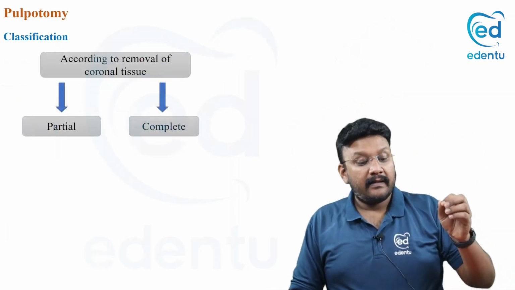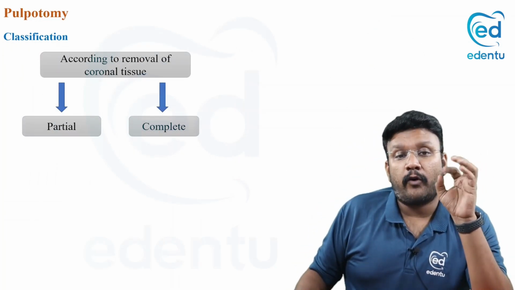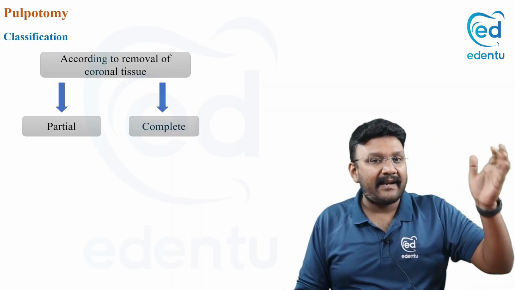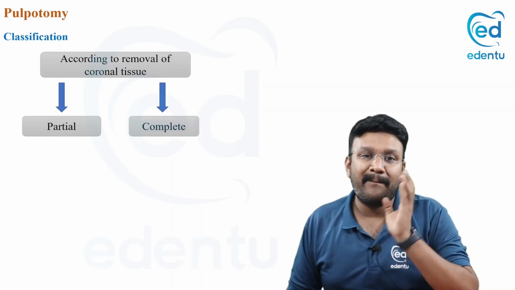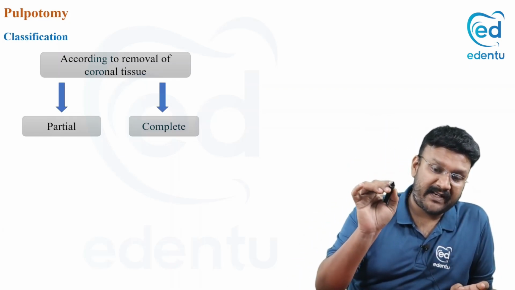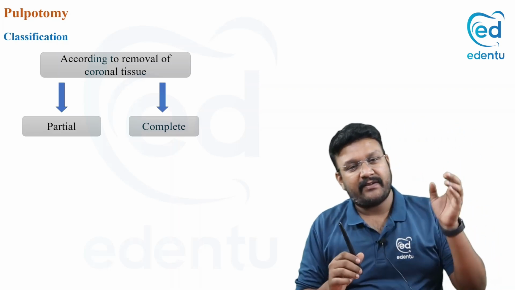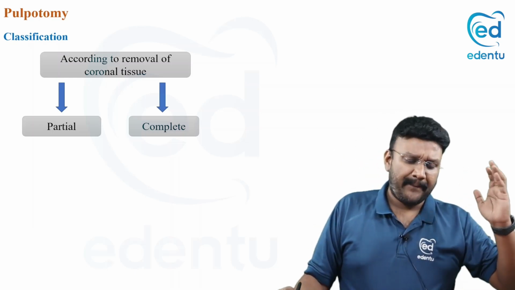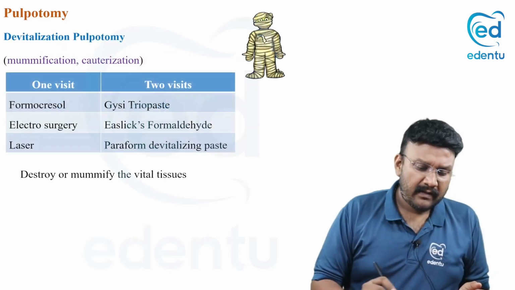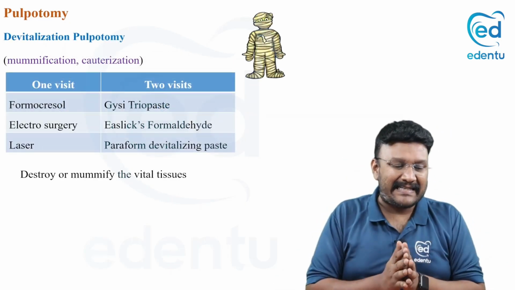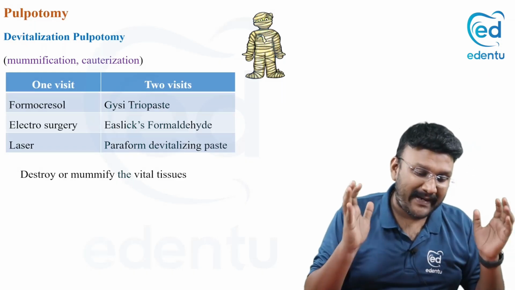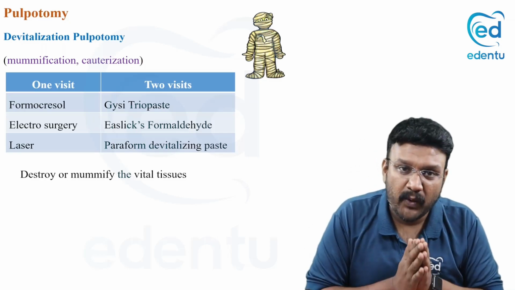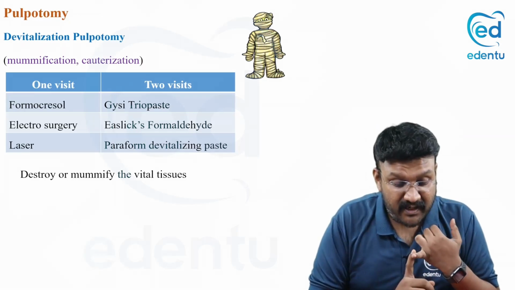Then according to the removal of coronal tissues, how much coronal tissue you remove, it is again classified as partial pulpotomy and complete pulpotomy. So these are the two classifications based on vitality: vital pulpotomy and non-vital pulpotomy, and based on the amount of removal of coronal tissues, partial pulpotomy and complete pulpotomy. Now we will discuss in detail the three different types of vital pulpotomy: devitalization, regeneration, and preservation. The first one is devitalization, or you can call it mummification or cauterization.